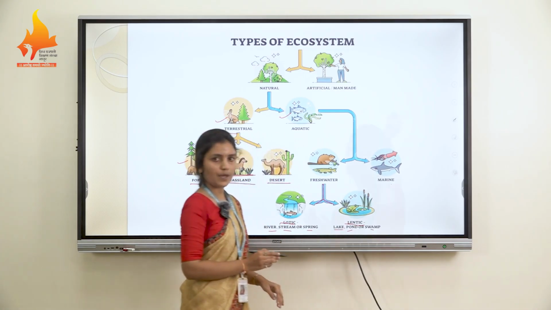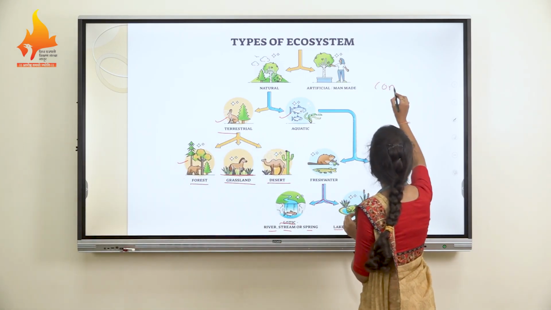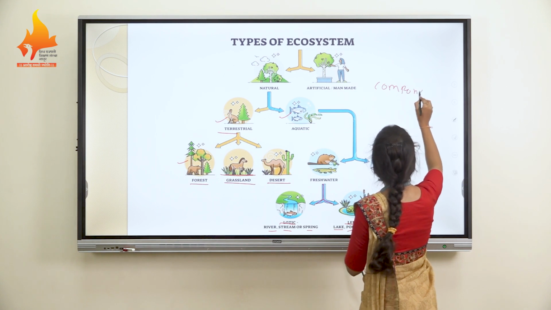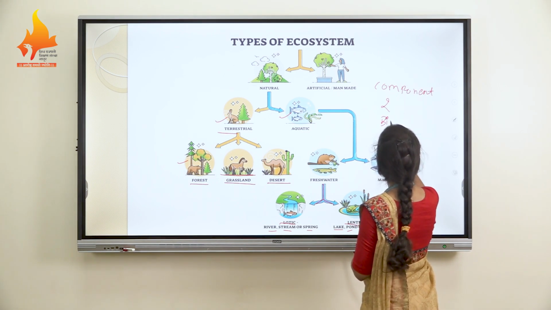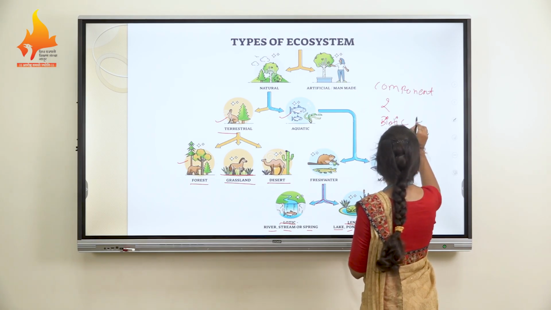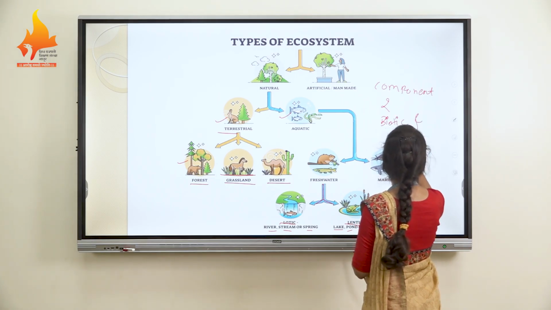Components of the ecosystem. The components of the ecosystem are of two types, that is biotic component and abiotic component.